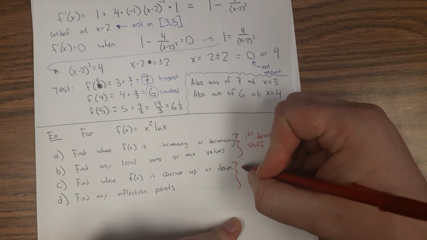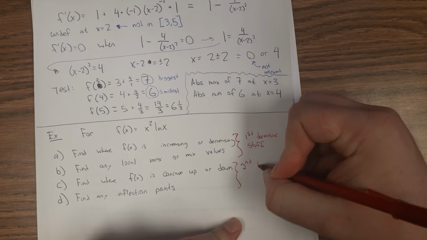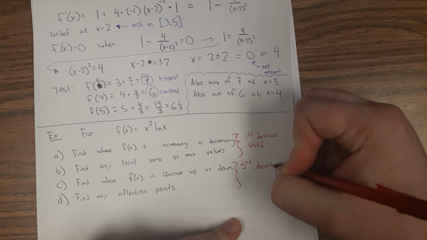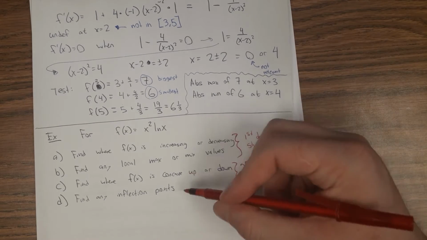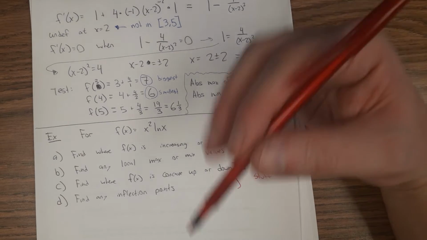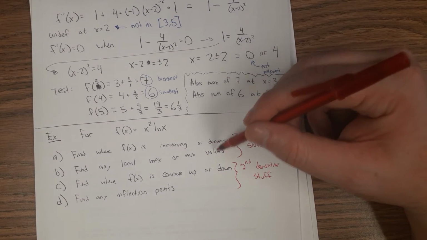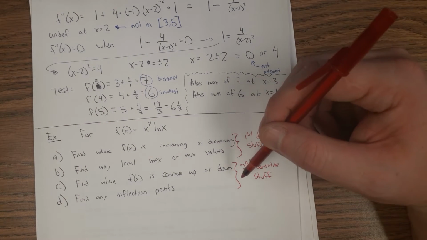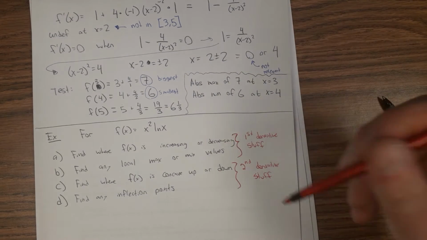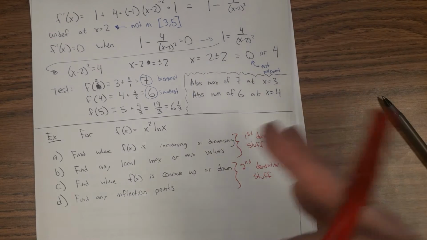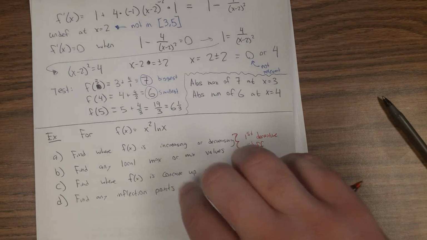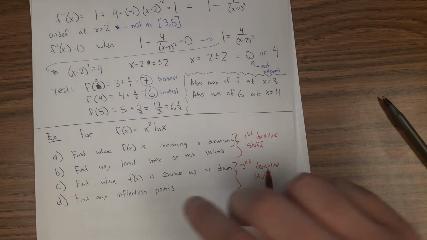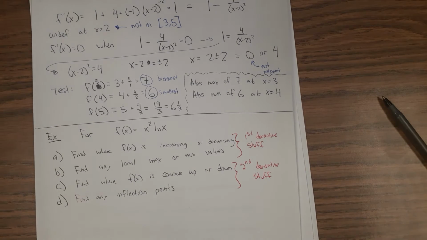C and D, that's second derivative stuff. To answer these questions, I have to do all of the things that I just mentioned for A and B, except I'm doing it to the second derivative. I'm taking the second derivative, I'm finding where it's 0 and undefined, I'm marking those numbers on a number line, and then I'm filling in that number line with pluses and minuses. And those tell me where the function is concave up and down, and where the inflection points are.